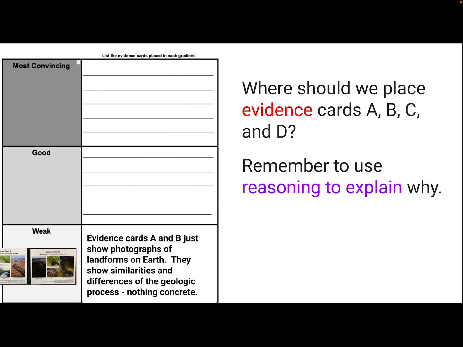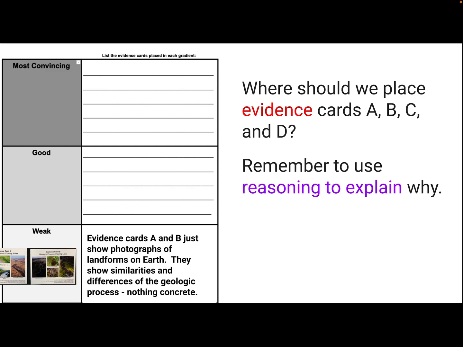And so when we go to decide where the evidence cards A and B should go, they're actually down in the weak area. This is good evidence to know kind of for background information, but as far as making a claim and using evidence to support your claim, this is actually really weak evidence. And so what we'll do is we put the cards over in that weak area, and then I want you to get used to using reasoning to explain why that goes there, okay?